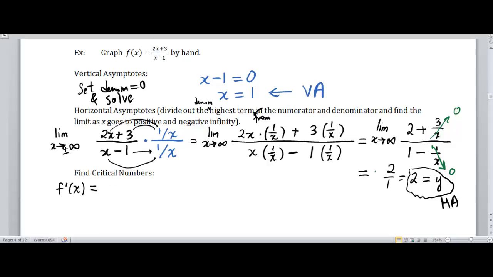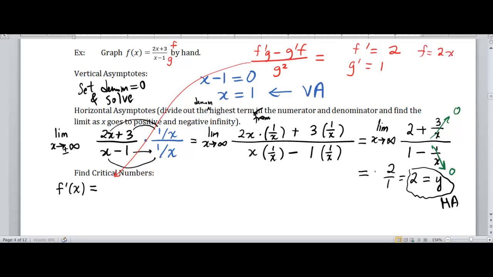So remember, for this we have to use the quotient rule. I'm going to call this f, call this g. Quotient rule tells me (f prime g minus g prime f) over g squared. And so we're going to do that here. Let's write out our f prime, which is 2, g prime, which is 1. If this helps you, by all means, please do this to keep yourself organized. Okay? And g equals x minus 1.